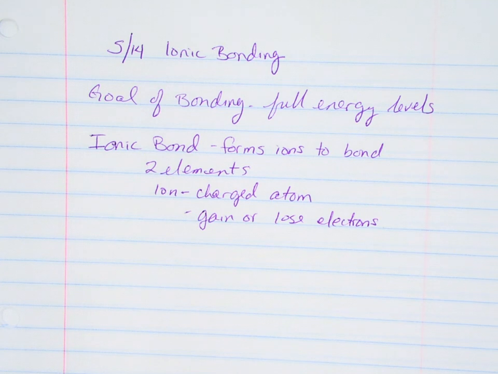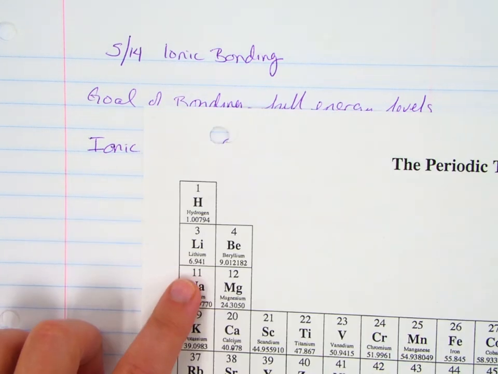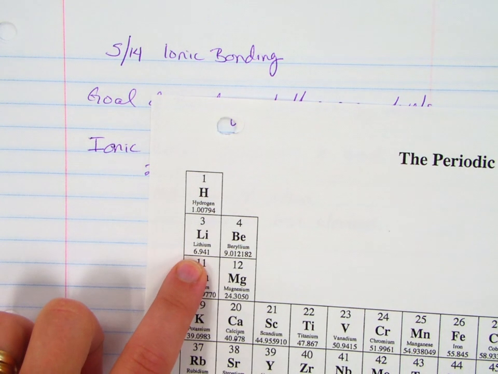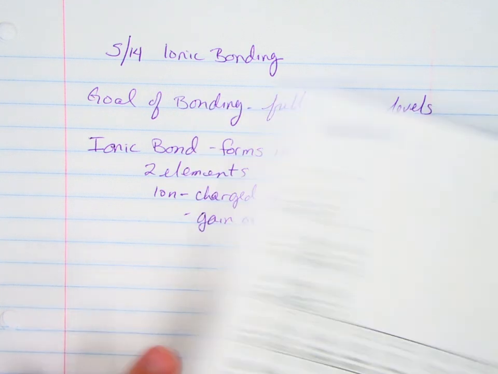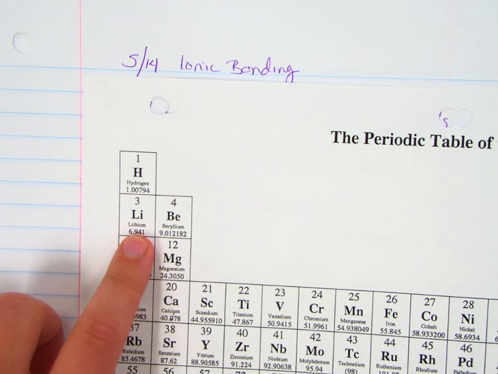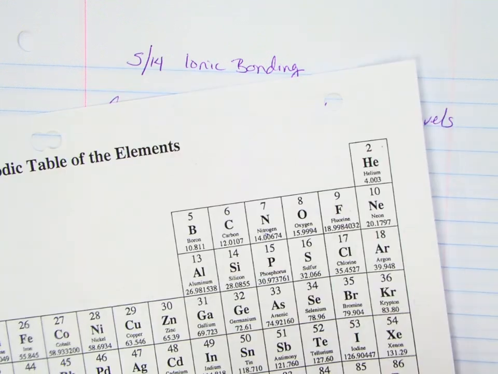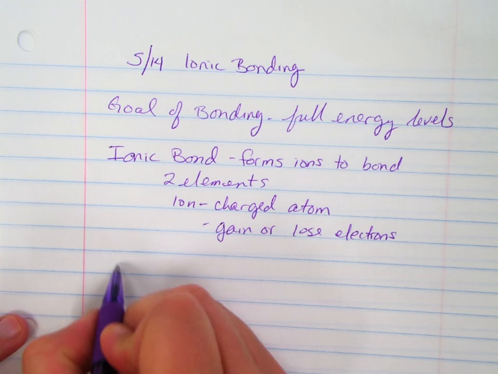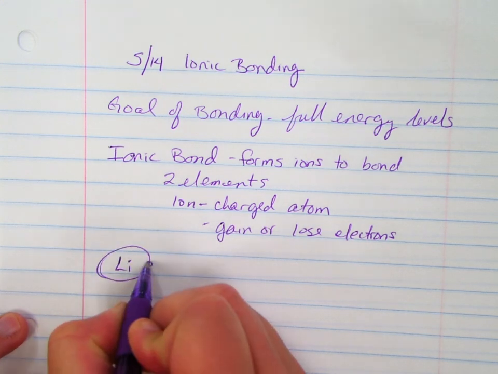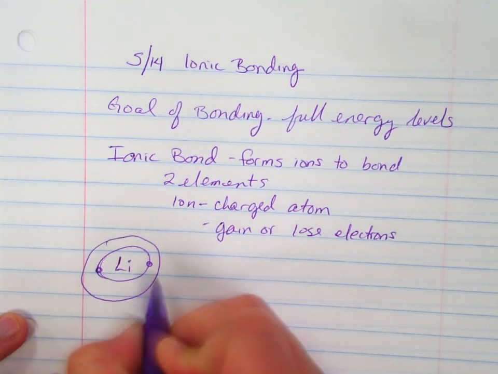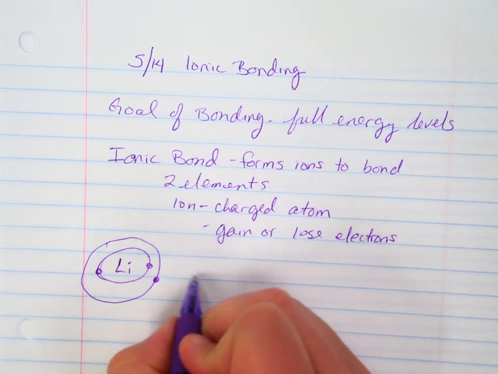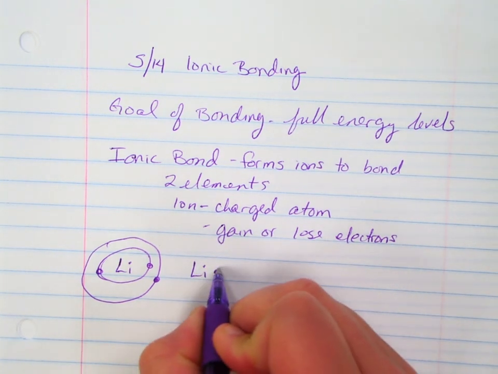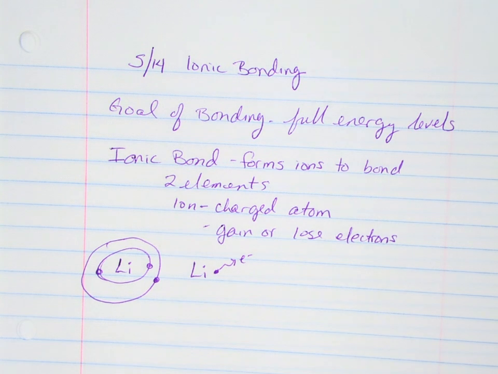Now let's look at a few elements here. We have lithium. Lithium is atomic number 3. It has 2 energy levels. It has 1 valence electron. Lithium, if it got rid of 1 valence electron, it would be happy like helium because its first energy level would be full. So this is lithium. First energy level has 2. Second has 1. That 1 little valence electron there makes it unhappy. Lithium would love for that little electron to go away.